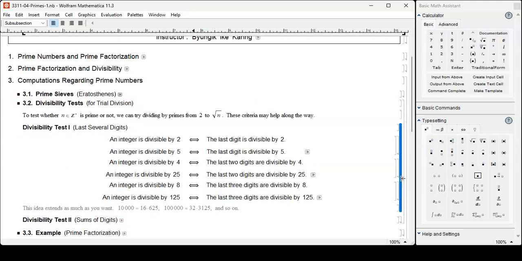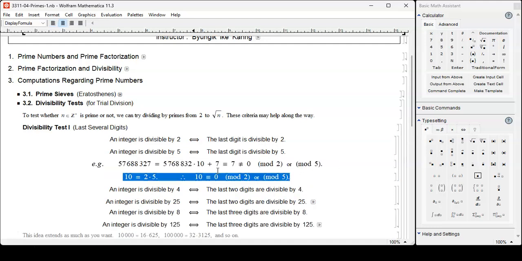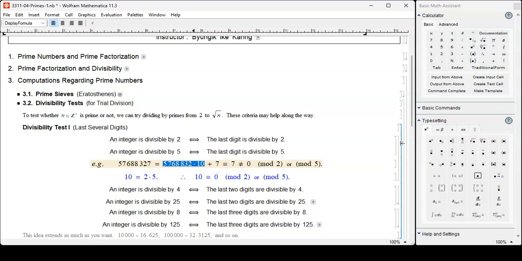We went through these. Divisibility by 2 or 5: just look at the last digit, because 10 is divisible by 2 and 5. So that's congruent to 0 modulo 2 or modulo 5, and we need only the last digit.